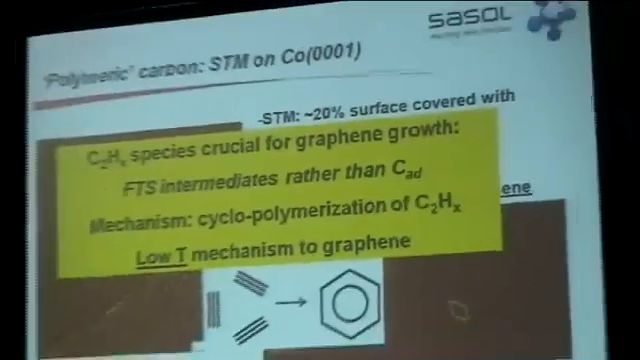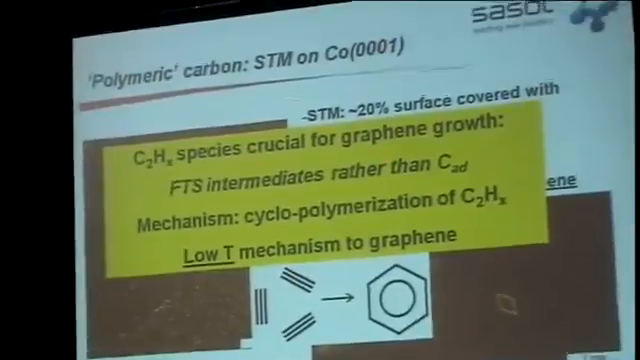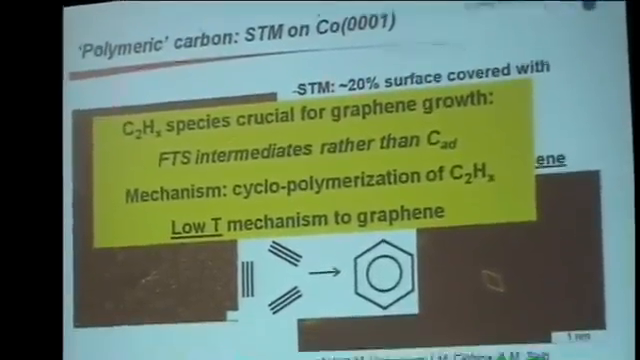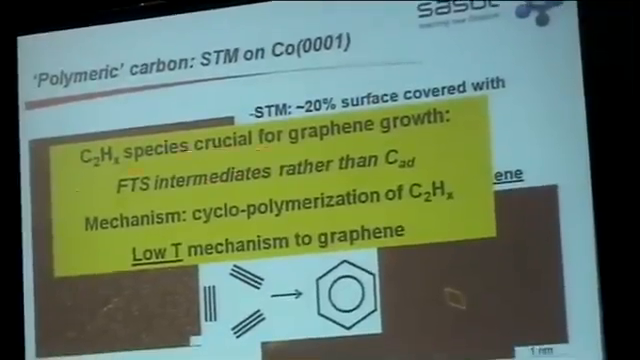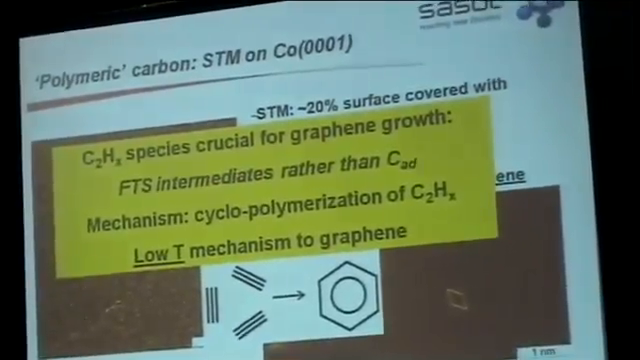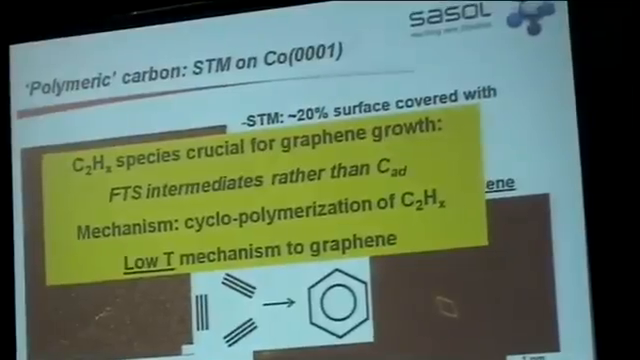So translating that to Fischer-Tropsch, it means that for polymer carbon growth, it's most likely C2H species or Fischer-Tropsch intermediates, rather than atomic carbon, that are responsible for the polymer carbon growth.